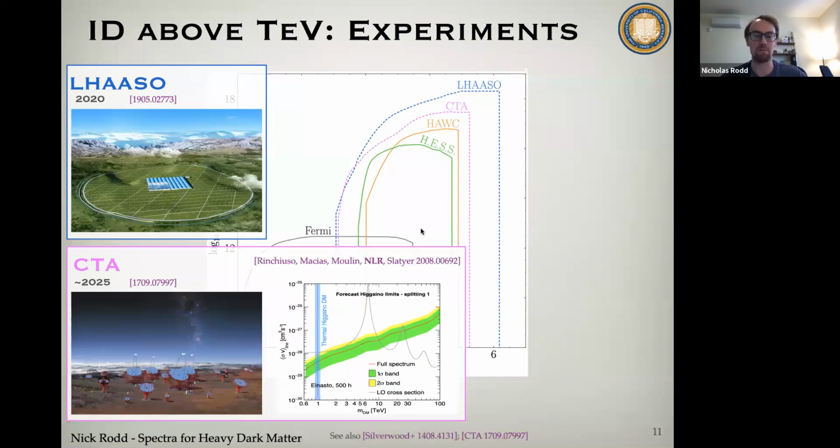And let me just totally at random pick one example of the physics you can do with that. So I had some work that came out recently where we looked at the perspectives for using CTA to search for another type of dark matter, the thermal Higgsino. So famously, this is a very challenging dark matter candidate to search for. It has a direct detection cross-section below the neutrino floor. It probably could be reached with a 100 TeV collider, but certainly not at the LHC.